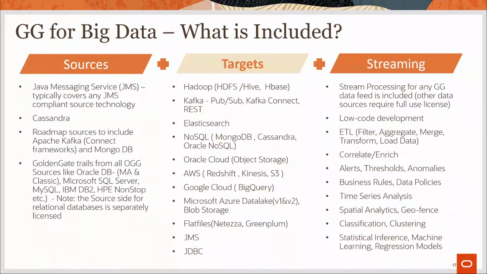As expected, GoldenGate for Big Data works with all the normal GoldenGate products for relational databases. It also includes a variety of supported sources like Java Messaging Service and Cassandra. GoldenGate for Big Data also provides a huge variety of support for targets like big data, NoSQL, cloud, and other streaming targets. And of course, we also include the stream processing capabilities for free when the data source is GoldenGate. The streaming capabilities empower our customers to take care of ETL operations in real time, correlate data event streams in real time, as well as do alerting, time series analysis, and spatial analytics as part of that streaming data platform.